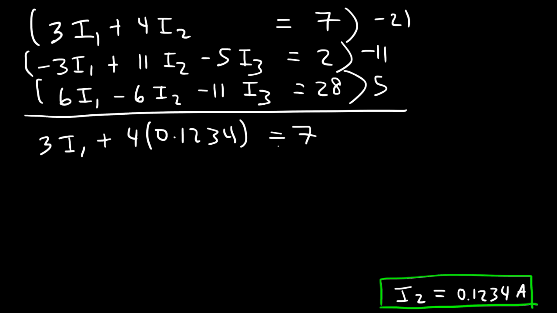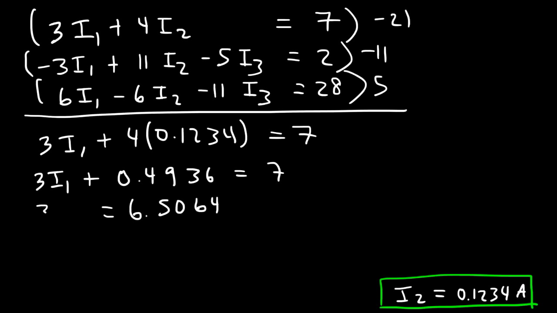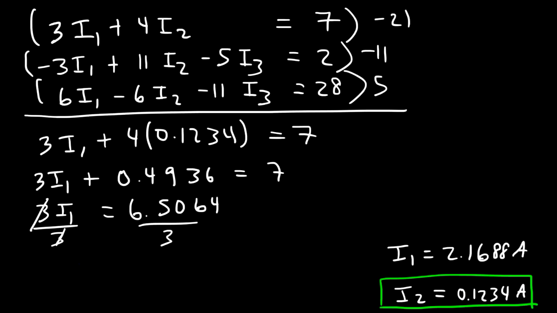So 4 times 0.1234, that's 0.4936. So 7 minus that number, that's equal to 6.5064, and that's equal to 3I1. So to calculate I1, we need to divide it by 3. So I1 is equal to 6.5064 divided by 3, which comes out to be 2.1688 amps. So now that we have the value for I1, we need to calculate I3.